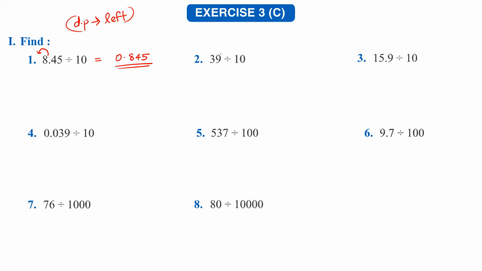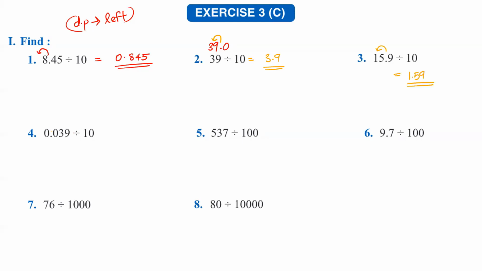Here also, I should shift the decimal. If there is no decimal given, 39 can actually be written as 39.0, because it is the same number. Now shift the decimal point towards the left one time. So the answer you will get is 3.9. Now similarly, 15.9, shift the decimal one place, so here you will get the answer as 1.59.